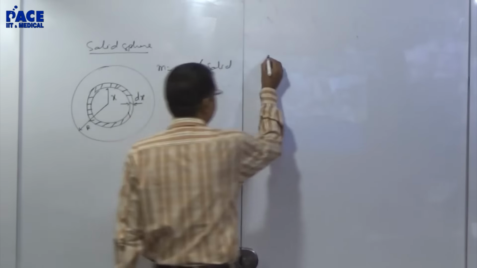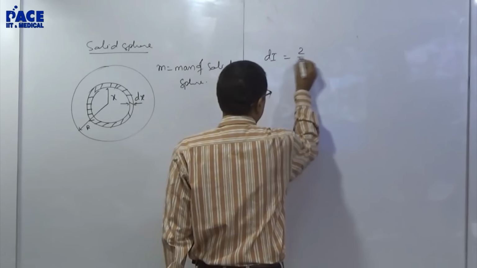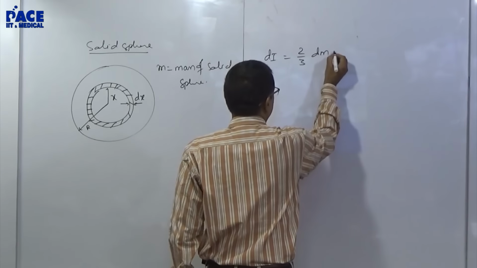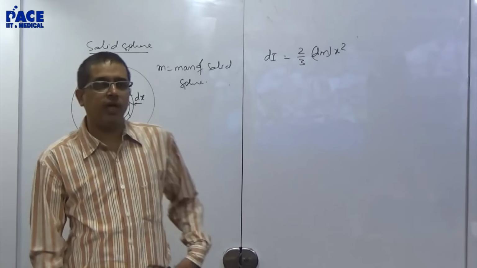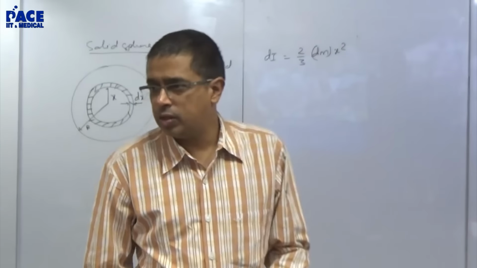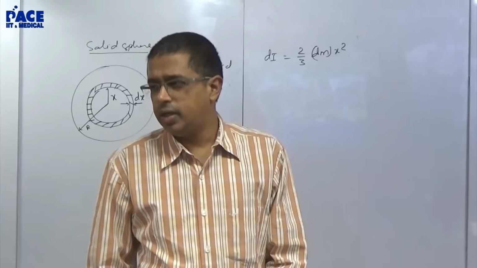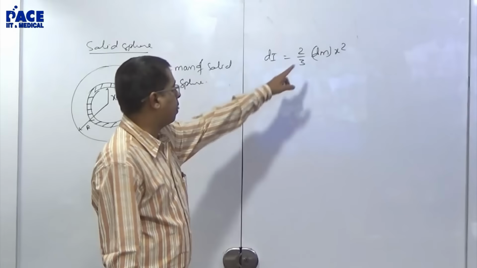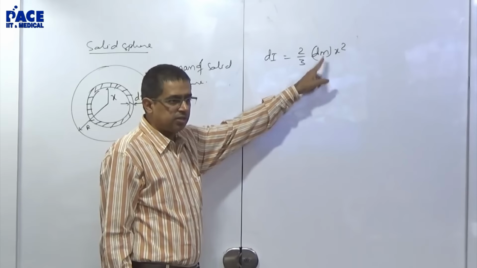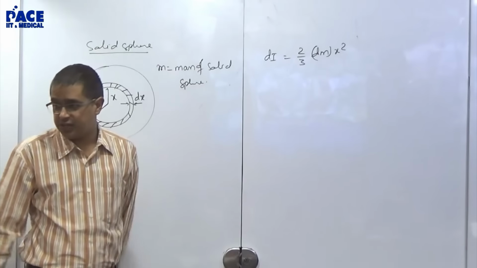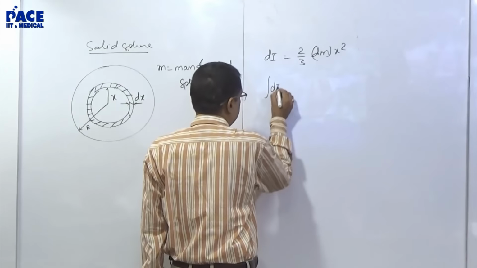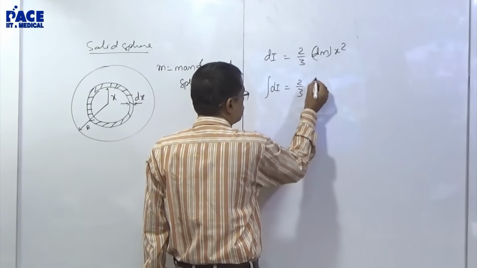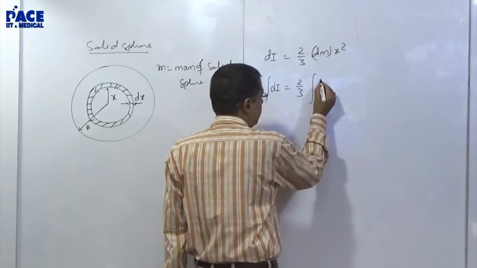Moment of inertia of a hollow spherical shell is 2 by 3 into dm into x square. 2 by 3 mr square was the moment of inertia. dm is the mass of the shell. x is the radius. Integral dI is 2 by 3 integral dm x square.